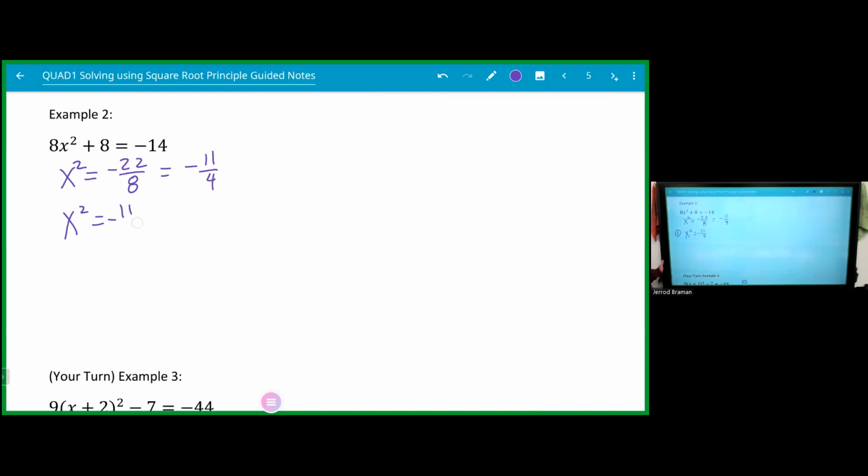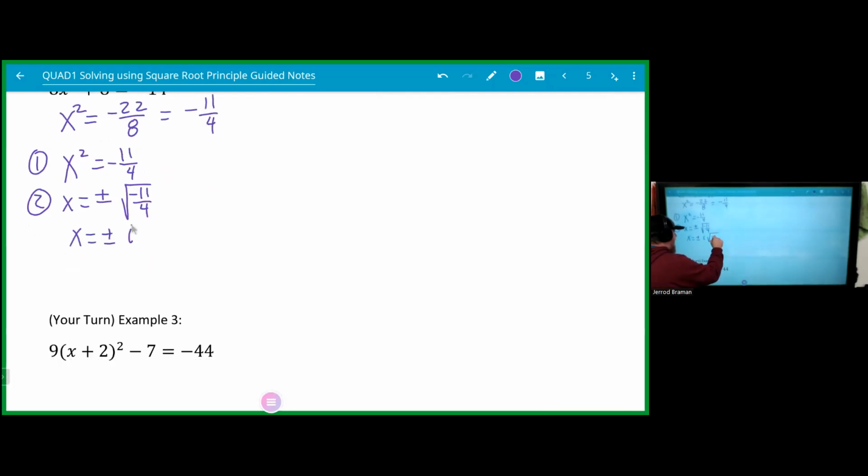That's isolated. Step 2 tells me to take the square root of both sides. X equals plus or minus the square root of negative 11/4. I have a negative in the square root, so I have to bring the negative outside the square root and call it an i. So I have plus or minus i, and I'm going to do 2 steps. I'm also going to break that up with the quotient rule for radicals: root 11, i root 11 divided by root 4. And we look to see if we can simplify.